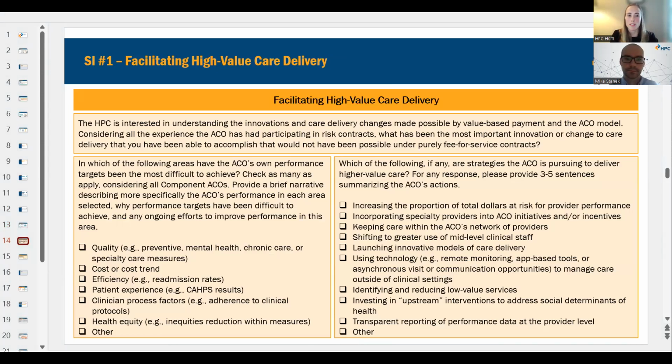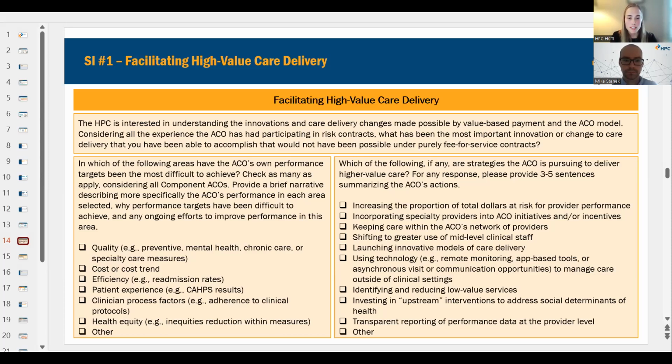Moving into the third section that I mentioned before, the supplemental information section. Following completion of the assessment criteria in the application, we have the required supplemental information section. This is typically the section of the application where we're interested in learning more from organizations on how they're thinking about certain ACO-related topics. In past cycles, we have asked ACOs about how they're facilitating the delivery of high-value care, and this upcoming cycle continues upon that theme in this domain.